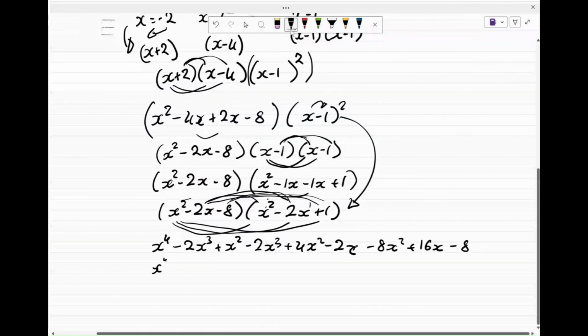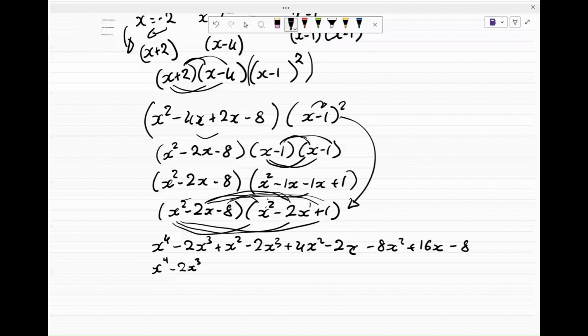So we'll write our highest ones first, x to the power 4. We have no other x to the power 4s. We'll go with our x to the power 3s. No other x to the power 3s. We'll do our x to the power 2s, 4x squared minus 8x squared. We have no more after that. Then we'll do our regular x's, minus 2x plus 16x, and minus 8.